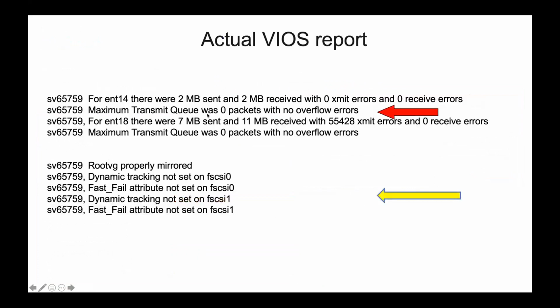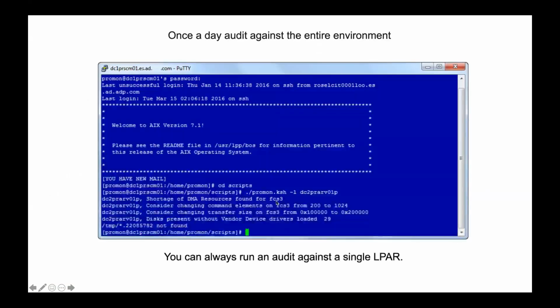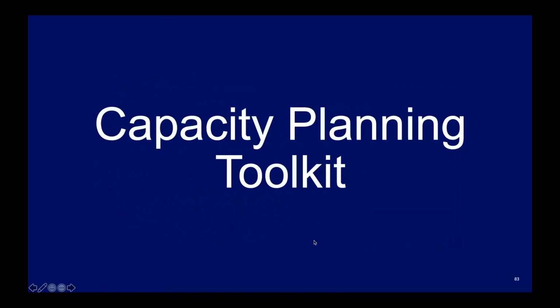And this is an actual virtual server report. It shows you Ethernet adapter buffer transmit errors, or if SCSI configuration items are misconfigured. Yes, this tool runs against the entire environment once a day, but beyond that, we have the scripts that you can run against a single individual partition whenever you like. You can run the script against this partition and it might show you, hey, there is a shortage of DMA resources found on FCS3 on this partition, so on and so forth. This tool might be useful in that regard.